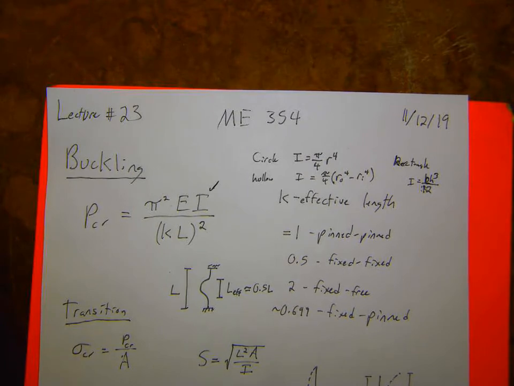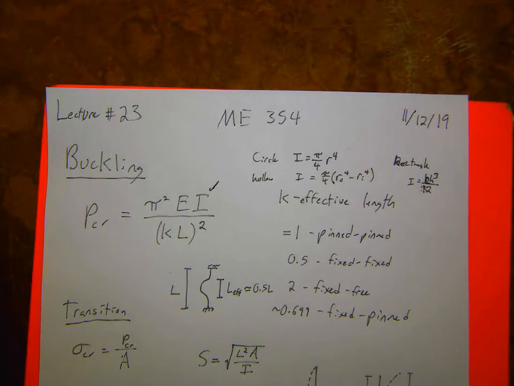Okay, let's bring it back together. So, why would that rectangular cross-section, which it looks like most of you have picked again, why would that necessarily have the lowest stress to buckle? Or the lowest load to buckle? Because it has the lowest minimum moment of inertia, which is in the X-direction.